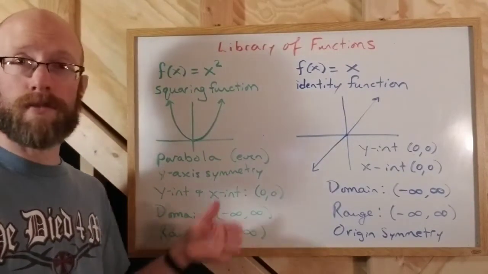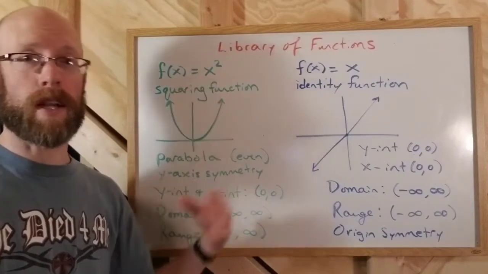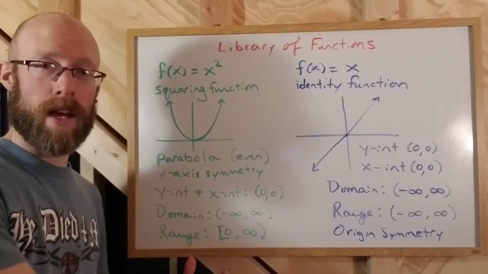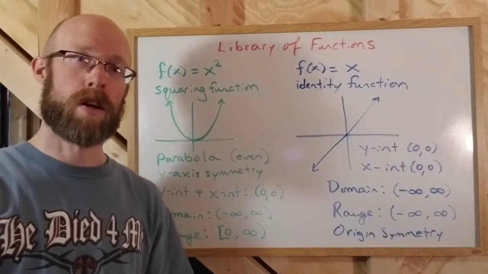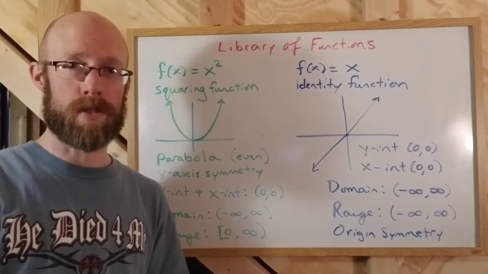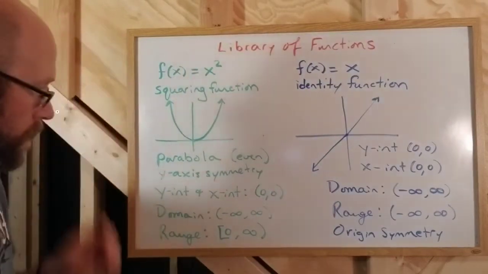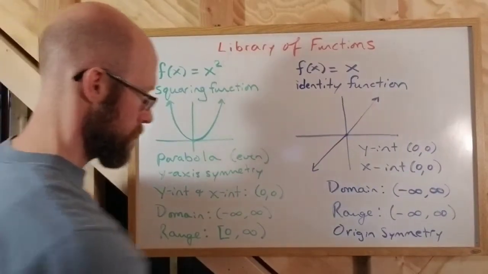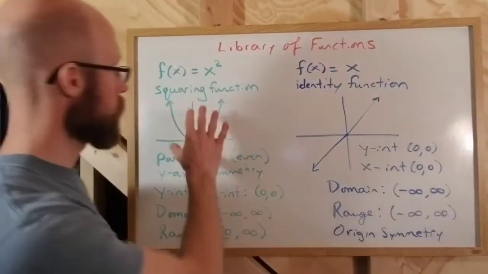Now the exception is if you were plugging in complex numbers, you could obviously square a complex number and get out negatives, but we're not worried about complex numbers here. We're strictly working with real numbers in this class. Okay. All right, so that gives you some idea of the squaring function.